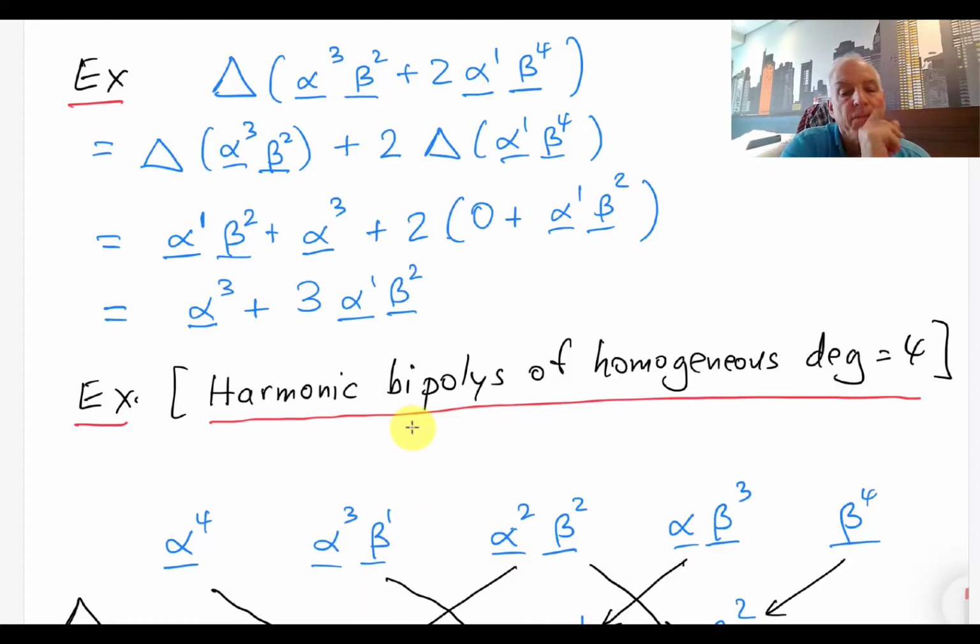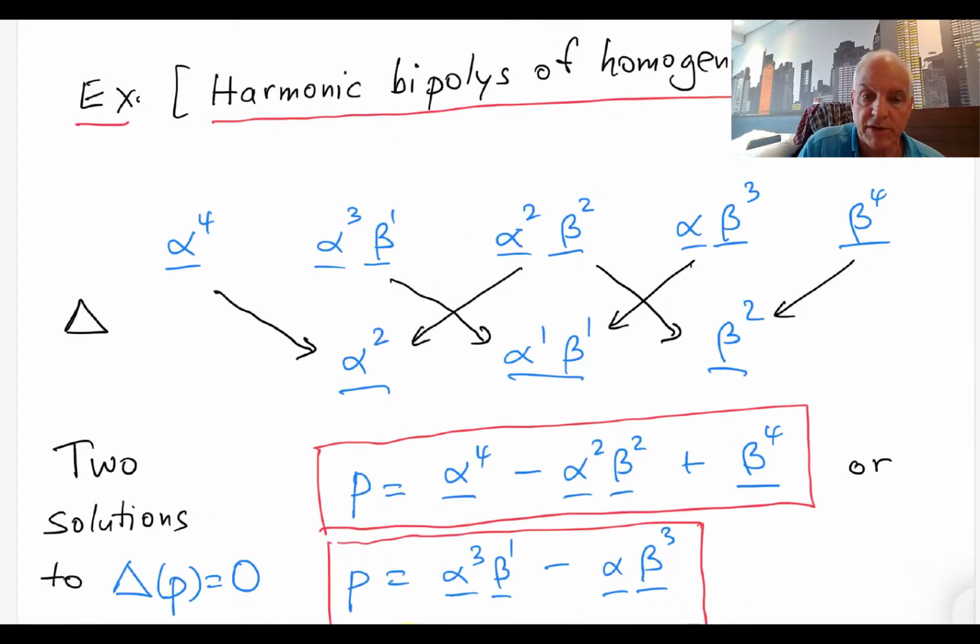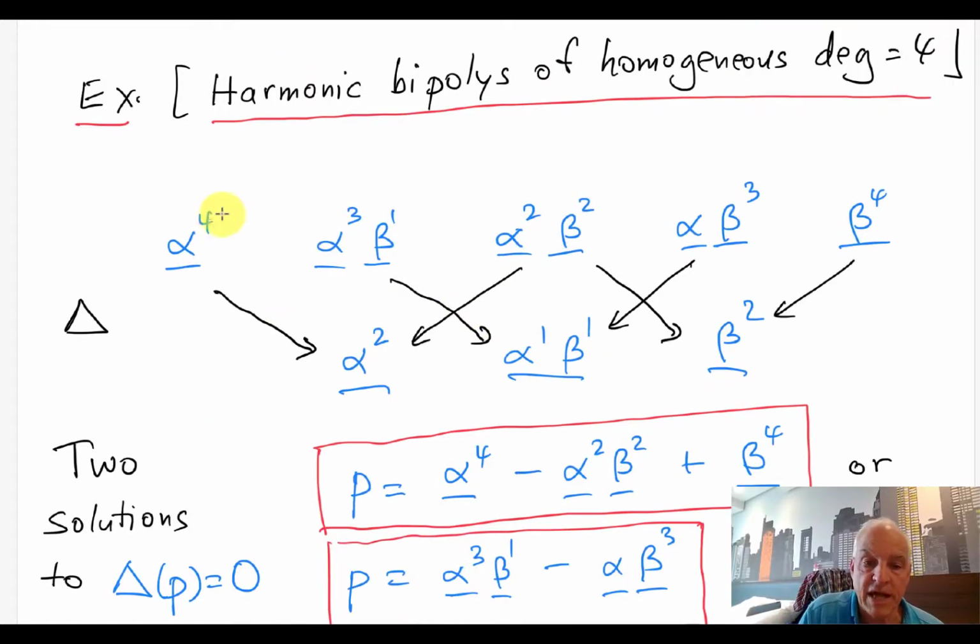Okay, so we want to think, what happens to these 5 individual terms when we apply the Laplacian operator to each one of them? Well, the alpha to the 4th underscore, what's going to happen? Well, it's just going to drop by 2. We're going to get an alpha squared underscore. You can't see it. I'll show you the next one here. Okay, there we see what's happening. So the alpha to the 4th, we apply the Laplacian, we just get alpha squared underscore.